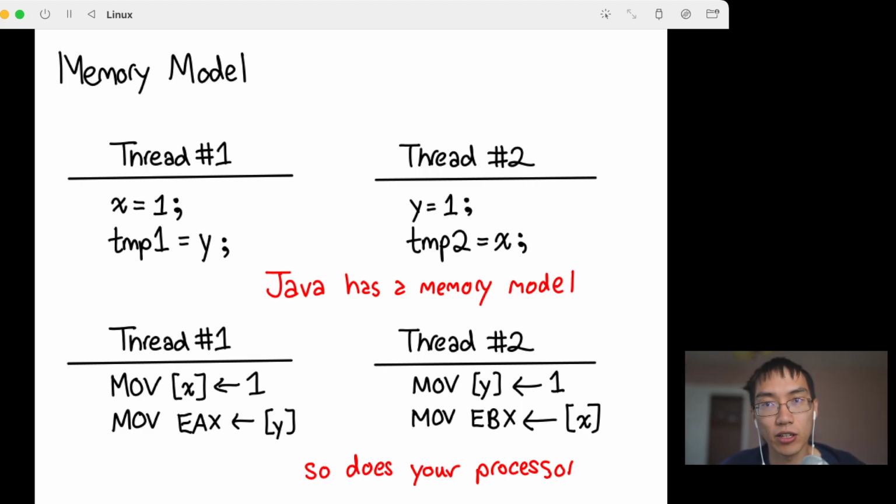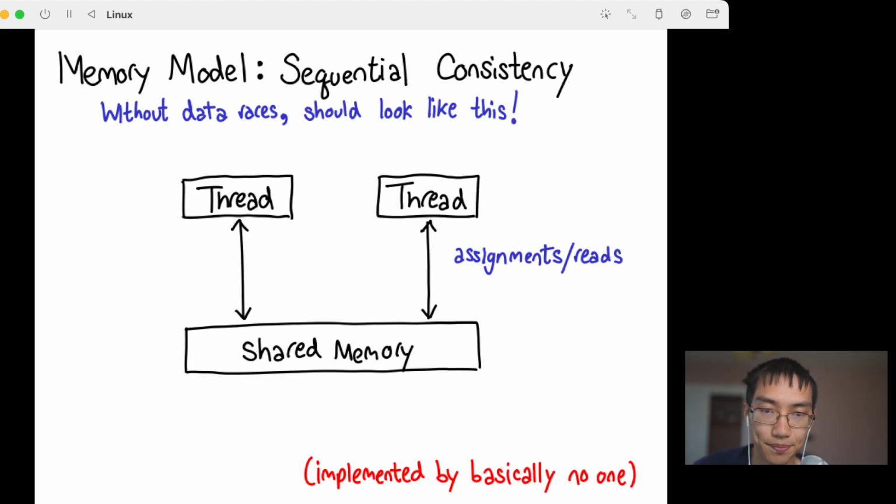If I compile this code into x86 machine code, that is also code that I can run, and our processor also gives us some sorts of guarantees for the situation as well. So here is a very simple memory model that you might naively think is the case when reasoning about concurrent code. And this memory model is called sequential consistency.